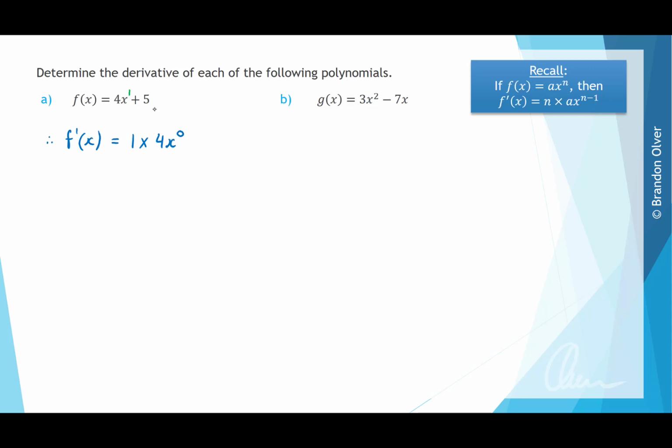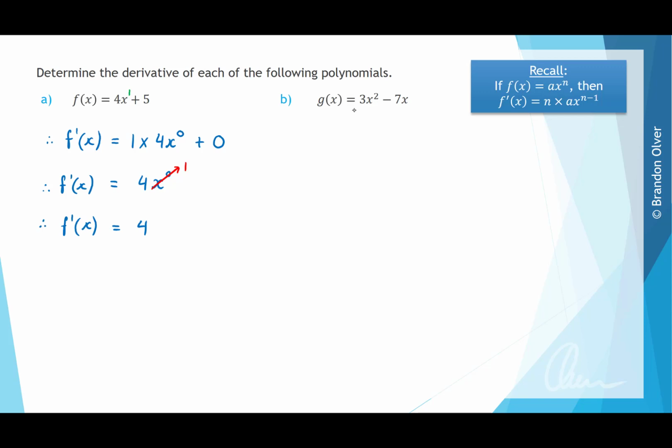And then for the plus 5, that is a constant term, and the derivative of a constant term is simply 0, so we'd have plus 0 here. Therefore, the derivative f dashed of x is simply equal to 4 times x to the power of 0. However, x to the power of 0, or anything to the power of 0, is simply 1. So that means that f dashed of x is equal to 4.